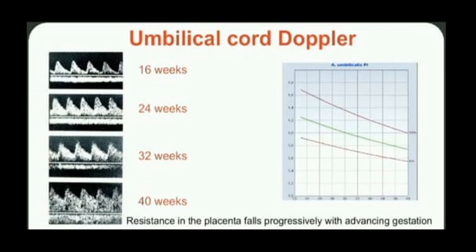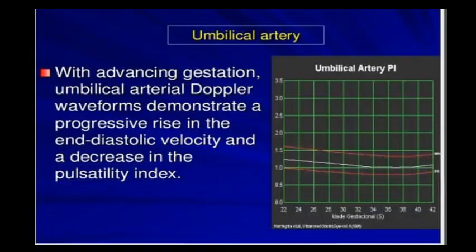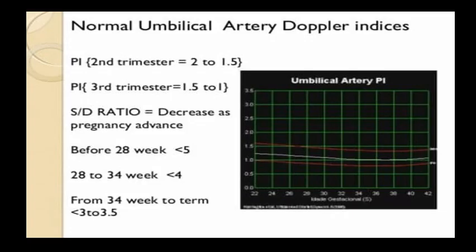This is the normal umbilical artery flow at 16 weeks, 24 weeks, 32 weeks and 40 weeks. Resistance in the placenta falls progressively with advancing gestation. With advancing gestation, umbilical artery Doppler waveforms demonstrate a progressive rise in end diastolic velocity and a decrease in PI.